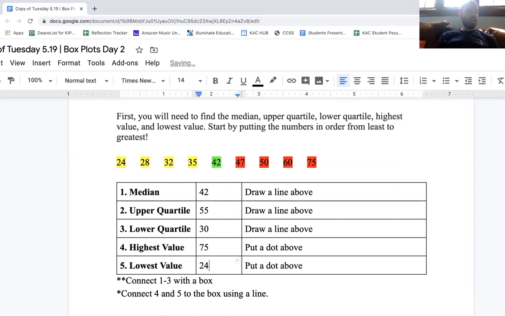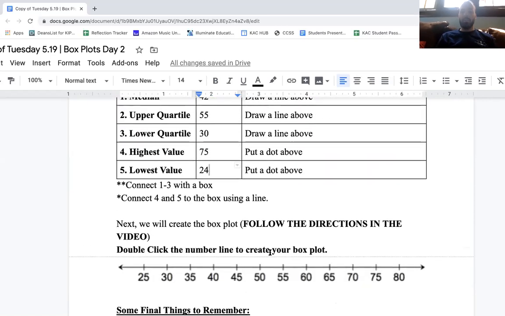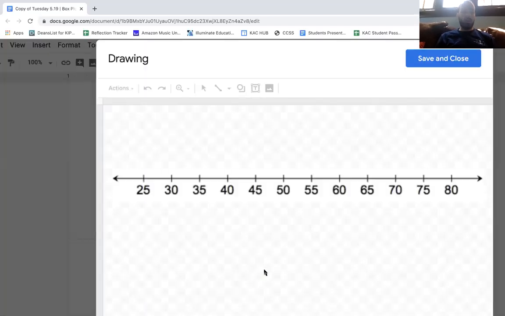Just like yesterday, it might be easier for you guys to jot these down on a piece of paper, because that way you don't have to click back and forth while you're making your number line. Just like yesterday, we're going to double click the number line in order to draw on it. Now I'm ready to put this information in.